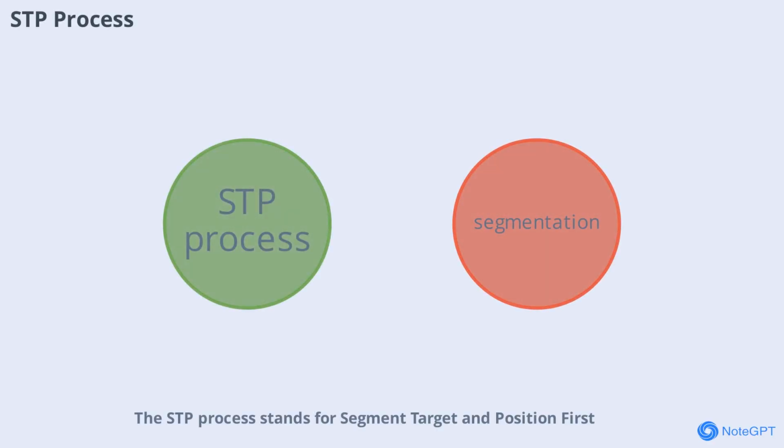SDP process stands for segment, target, and position. First, divide the market into groups with similar needs. Next, choose specific segments to target and plan a marketing strategy for them. Finally, create an image or perception of your product relative to competitors in the consumer's mind. This process helps marketers focus their efforts and differentiate their products effectively.